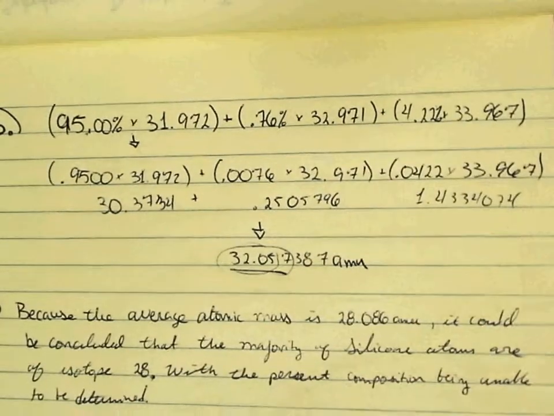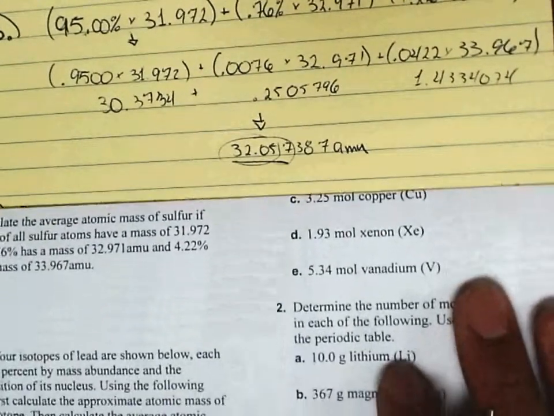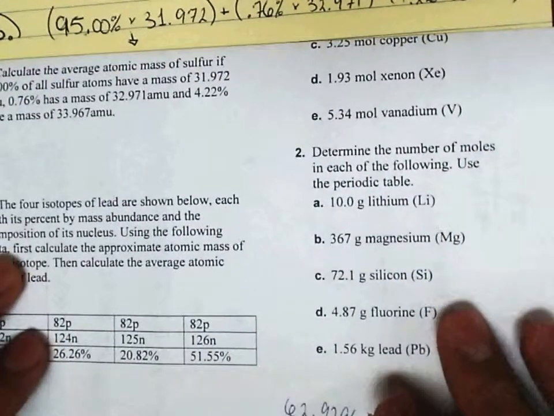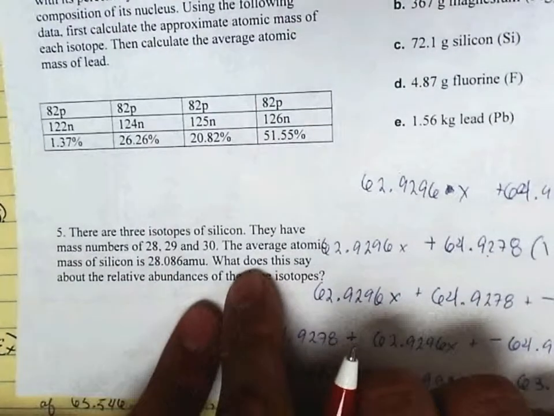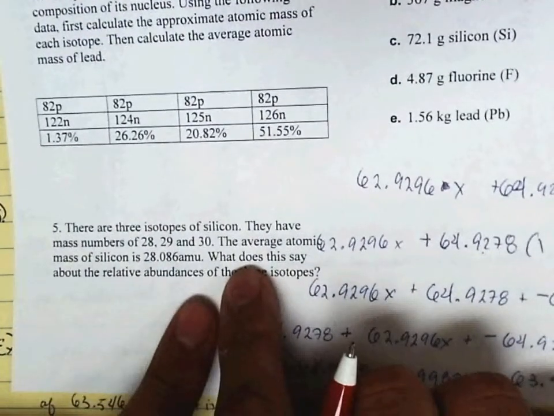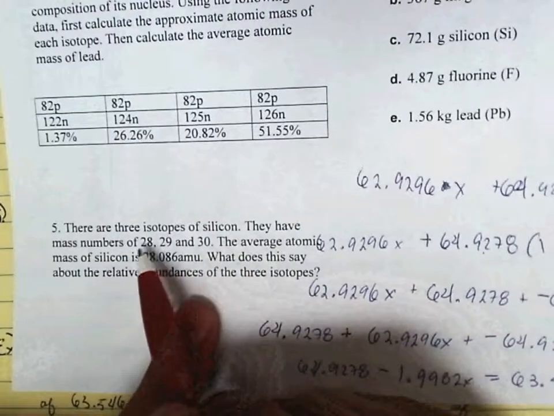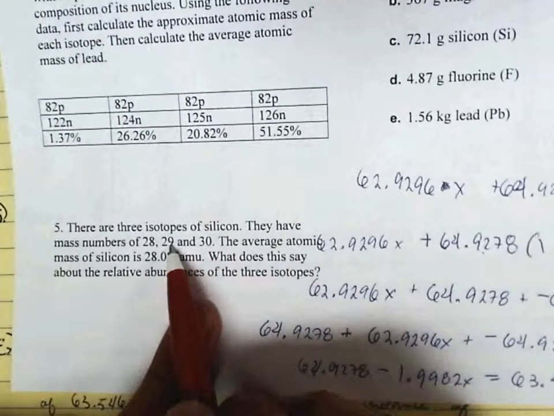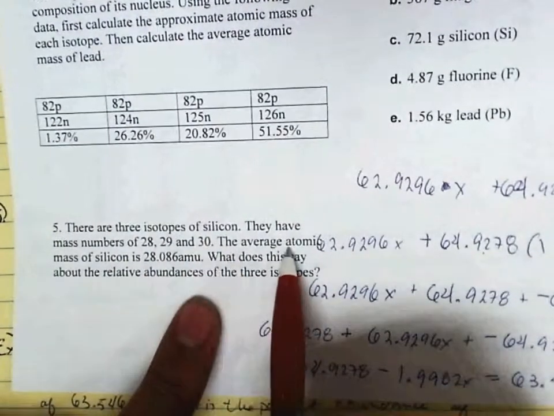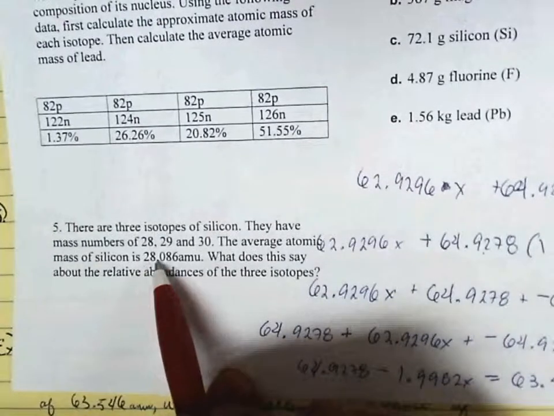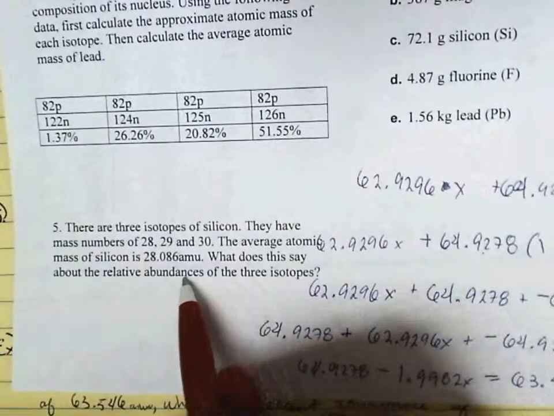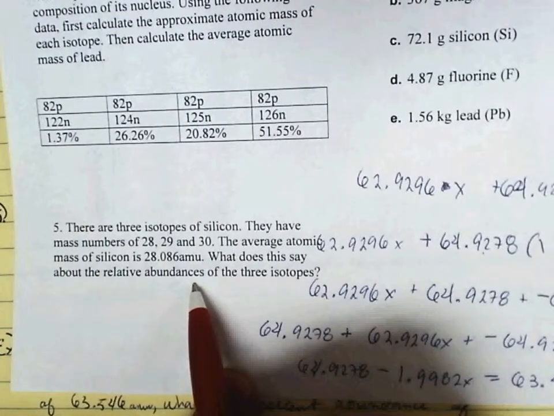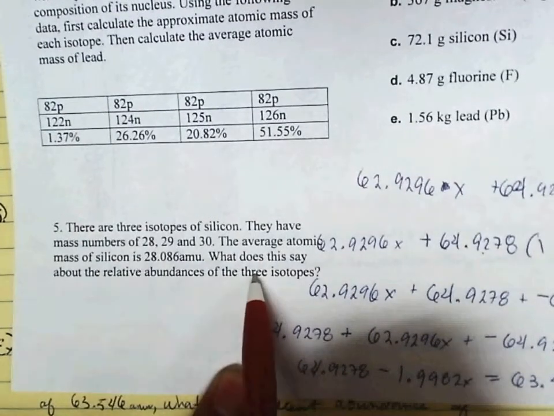Alright, number 5. Number 5 is confusing. Number 5 reads, there are 3 isotopes of silicon. They have mass numbers of 28, 29, and 30. The average atomic mass of silicon is 28.086 atomic mass units. What does it say about the relative abundance of the 3 isotopes?